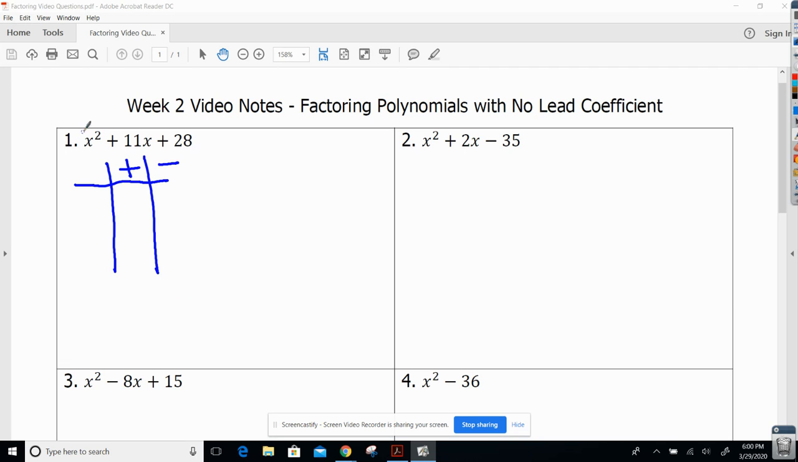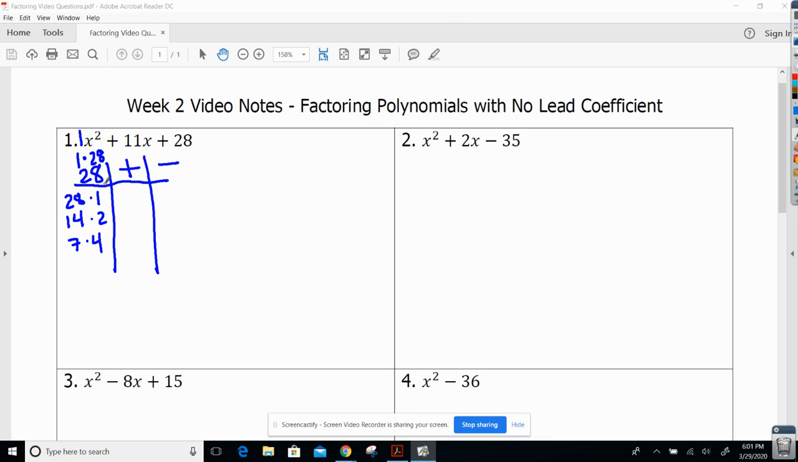All right, now remember in your first column, you want to take your first number, which in this case is 1, times your last number, 28. So 1 times 28, that's going to give us 28. Now down that first column, we're going to write all of the factors of 28. So 28 and 1, 14 and 2, 7 and 4. And that's all of them.